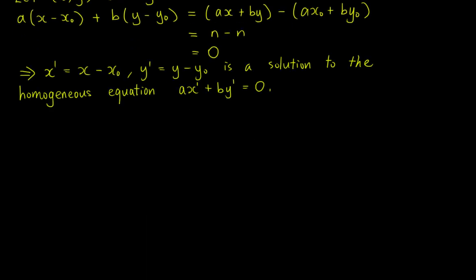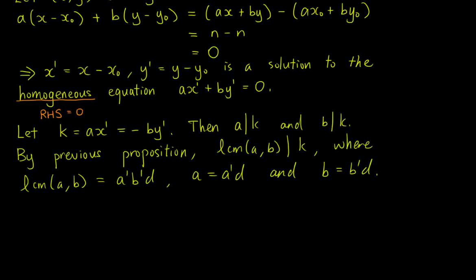This implies that x prime, which is x minus x0, and y prime, which is y minus y0, is a solution to the homogeneous equation ax prime plus by prime equals 0, where the word homogeneous just means that the right-hand side of the equation equals 0. Now, let k equals a times x prime, which equals negative b times y prime. Then, a divides k and b divides k.